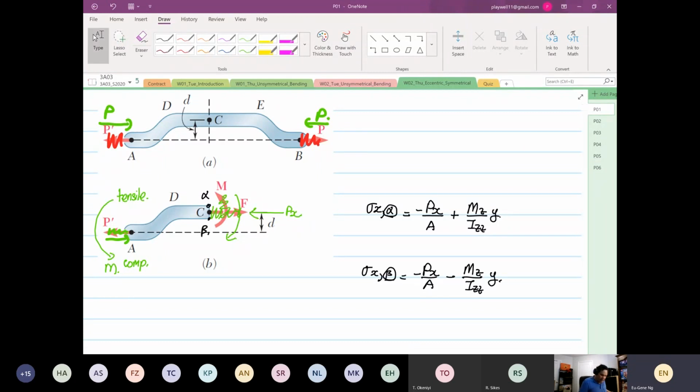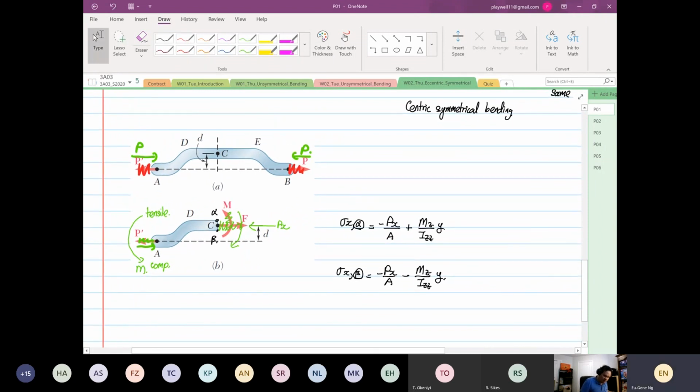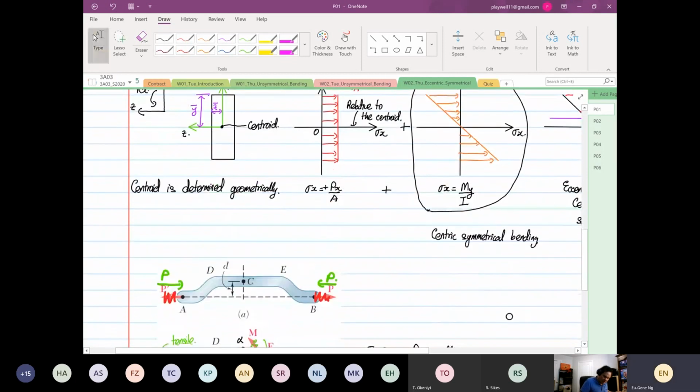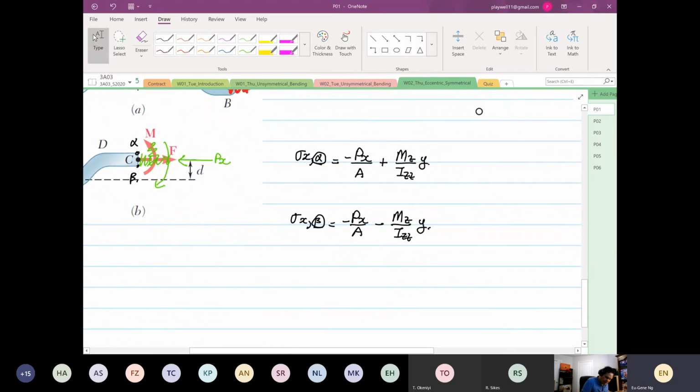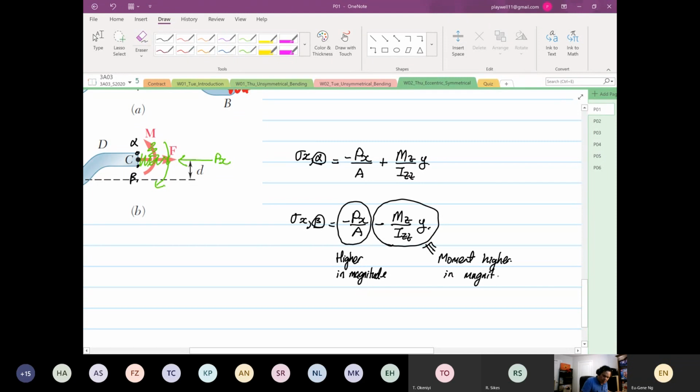Now, I want you to make a guess based on your experience. Can anyone tell me which is higher? What do I mean by which is higher? Can anyone tell me in terms of magnitude? Is the axial load higher in magnitude, or is the moment higher in magnitude? Anyone, please. Which one will have a higher magnitude? Based on your experience, anyone, please.